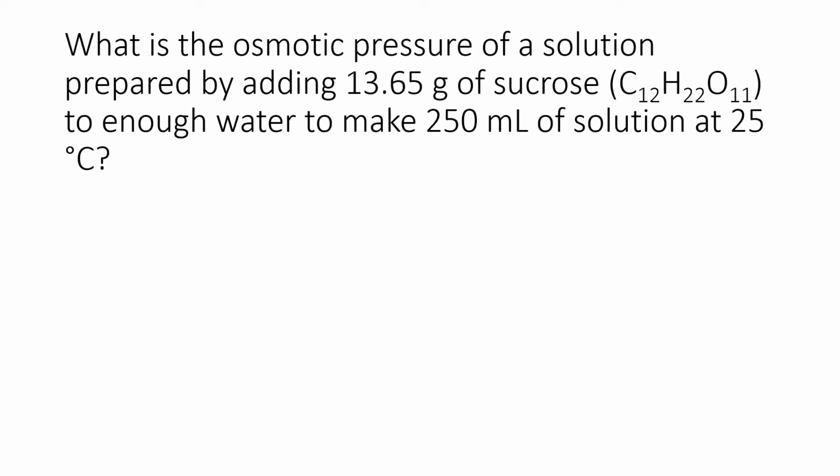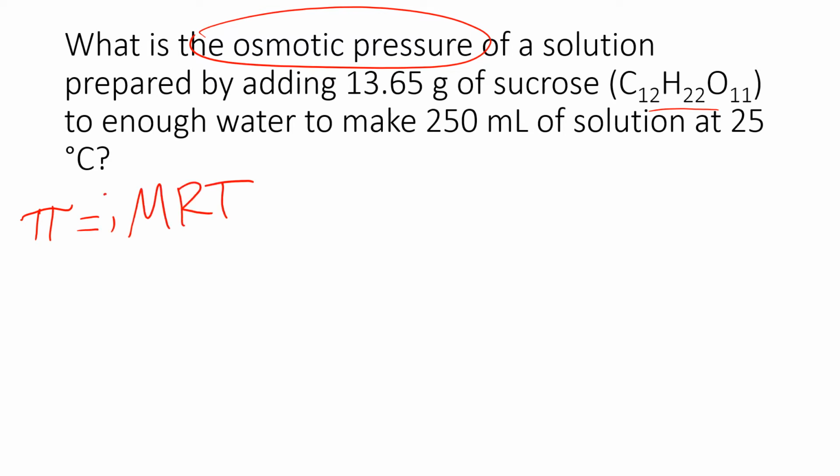Alrighty. What is the osmotic pressure of a solution prepared by adding 13.65 grams of sucrose, I give you the formula right there, to enough water to make 250 mLs of solution at 25 degrees Celsius? So pi equals iMRT. I'm trying to find this one right here. i is my Van't Hoff factor, and because this is a non-electrolyte, because it ends in -ose, so it's a sugar, it's going to be 1.